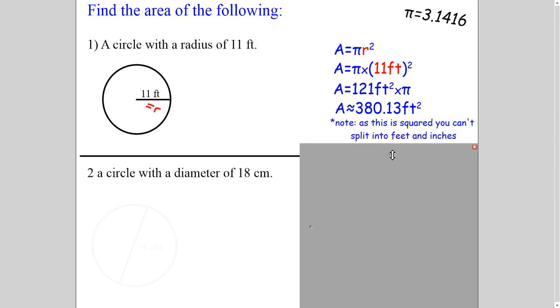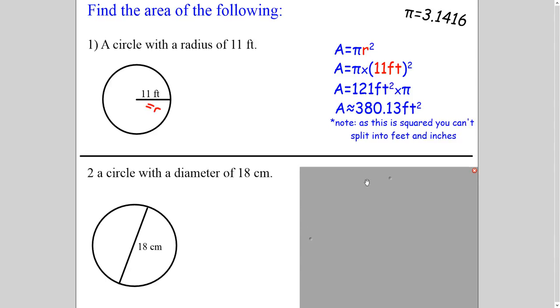And we can't do anything else because it's squared. You can't split it into feet and inches. Okay, let's look at a circle with a diameter of 18 centimeters. We can't really use diameter except to find the radius. So the radius is half the diameter, or 9.